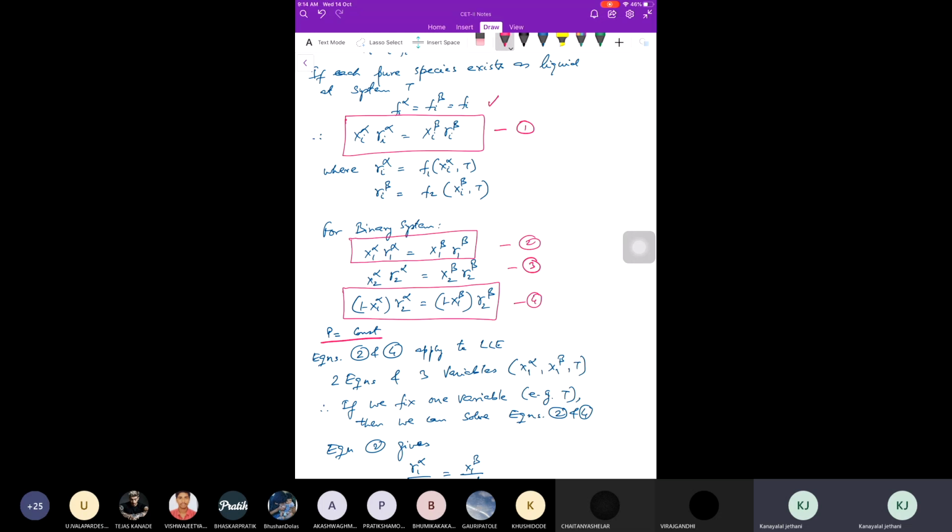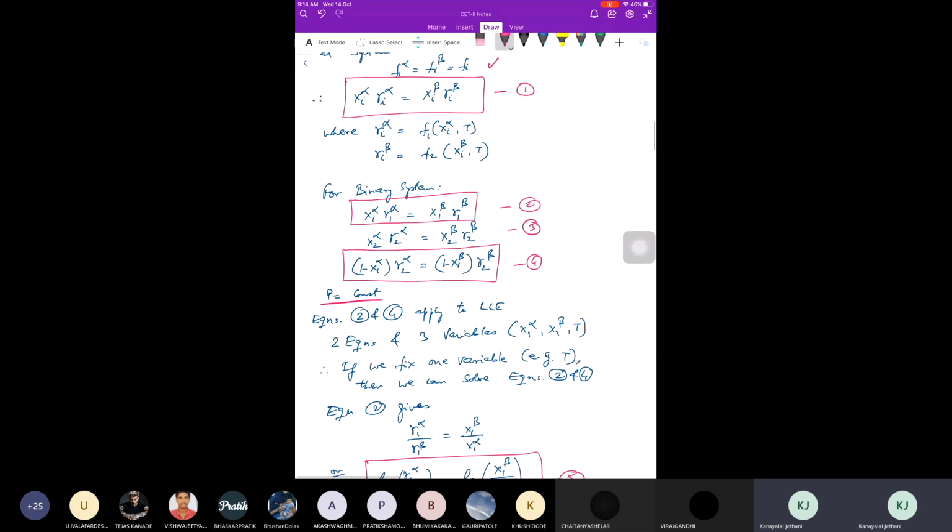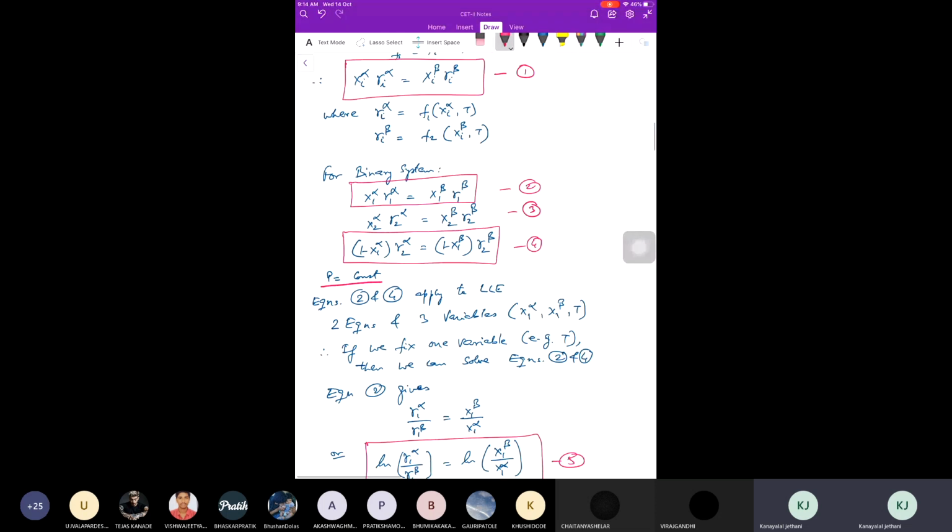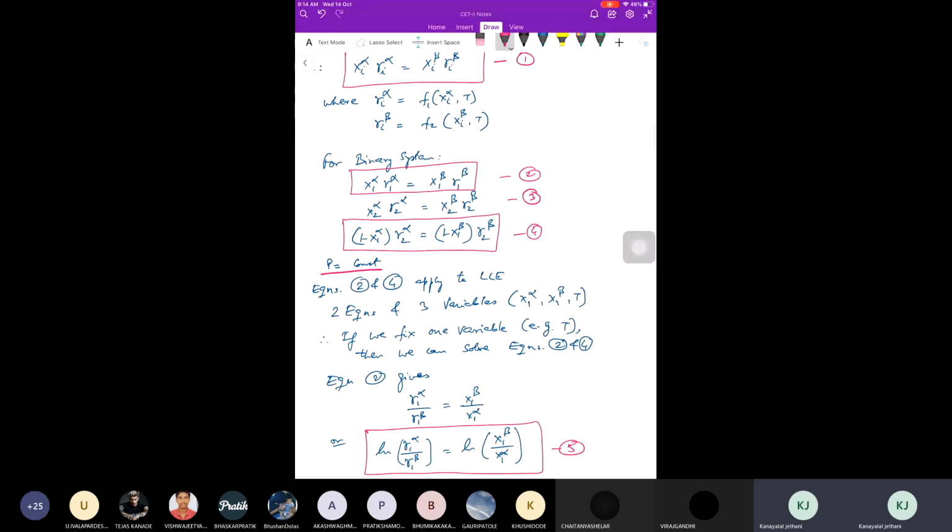Okay, so we can apply equation 2 and 4 for liquid liquid equilibrium. So we have two equations and three variables. Variables are x1 in alpha phase, x1 in beta phase, and temperature, right? So if you fix one variable, that means if you fix the temperature, then we can solve equations 2 and 4 to get the values of x1 for alpha phase and x1 for beta phase.